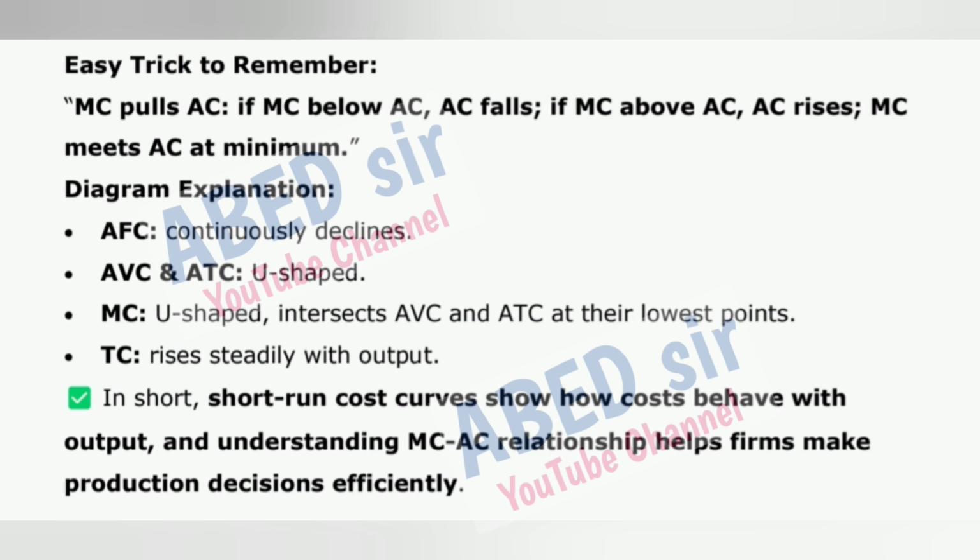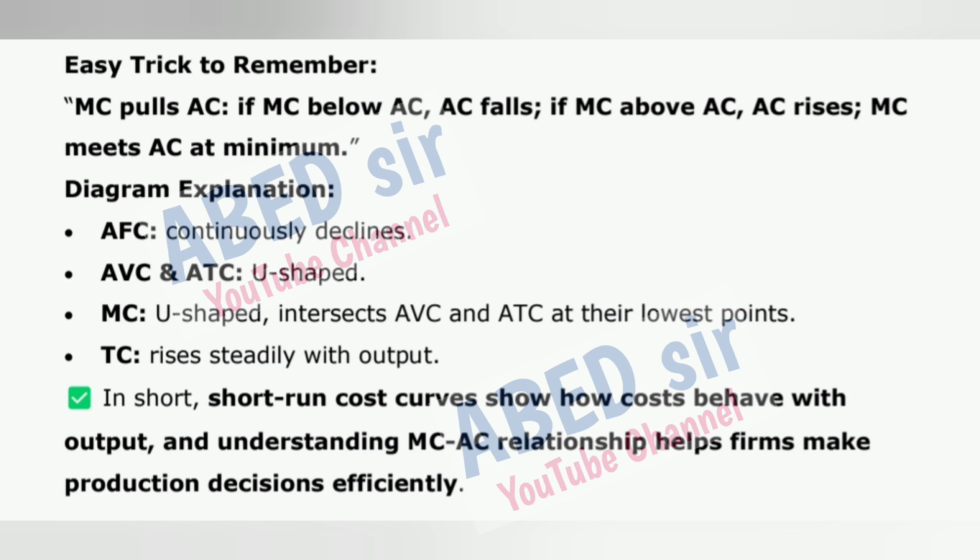Easy trick to remember. MC pulls AC. If MC is below AC, AC falls. If MC is above AC, AC rises. MC meets AC at minimum. Diagram explanation. AFC continuously declines. AVC and ATC are U-shaped. MC is U-shaped, intersects AVC and ATC at their lowest points. TC rises steadily with output.